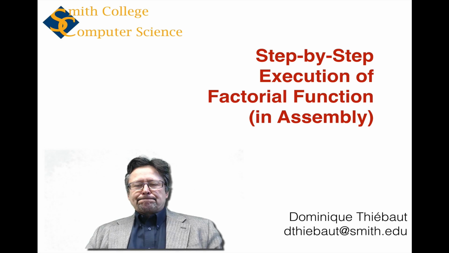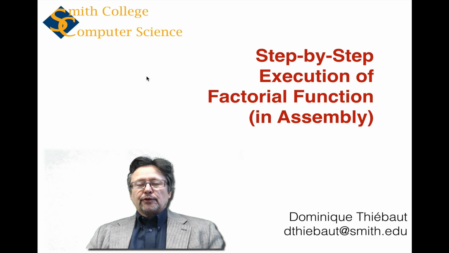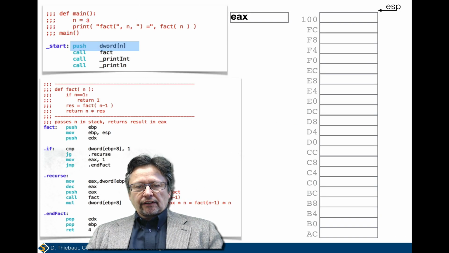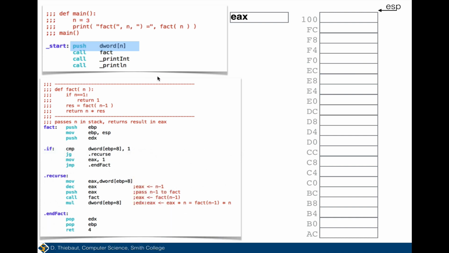Hello, this is a step-by-step execution of the factorial function in assembly. What I'm doing here is following the execution of factorial when it is given the number 3. And factorial of 3 is 3 times 2 times 1, which is 6. We're going to see how the code generates this result.